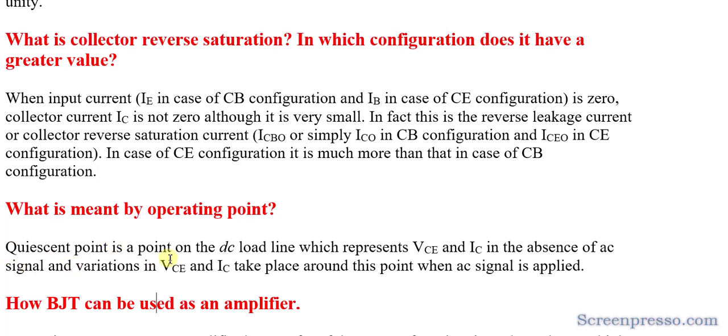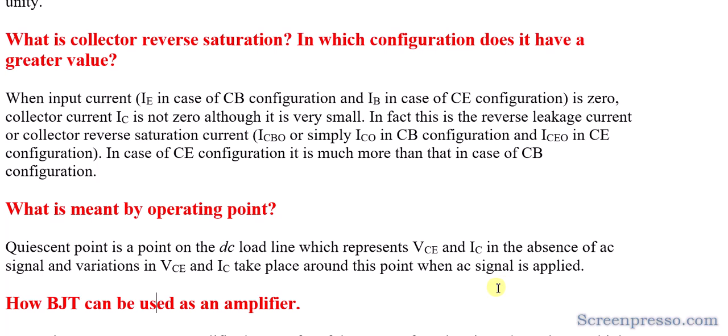The quiescent point is a point on the DC load line which represents VCE and IC in the absence of an AC signal. Let's understand it in a simpler way. The DC load line is a line in the VCE versus IC graph. In the absence of an AC signal, variations in VCE and IC take place around this point when an AC signal is applied. That particular point is called the operating point or quiescent point.